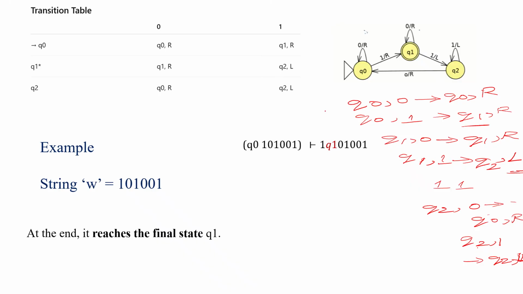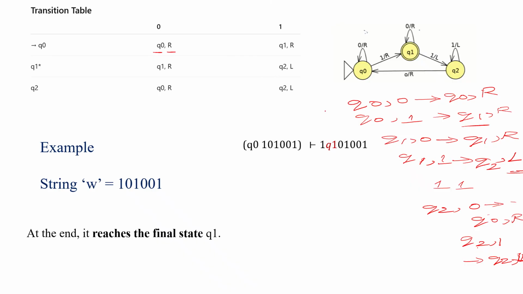So this is the transition diagram, and the corresponding transition table is as follows. Q0 with 0 gives next state Q0 itself, and R is the direction, right-hand side. When Q0 reads 1, the state changes to Q1, the next state is Q1, and the direction is R.